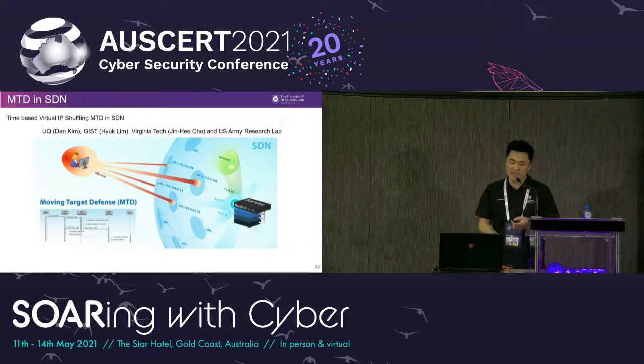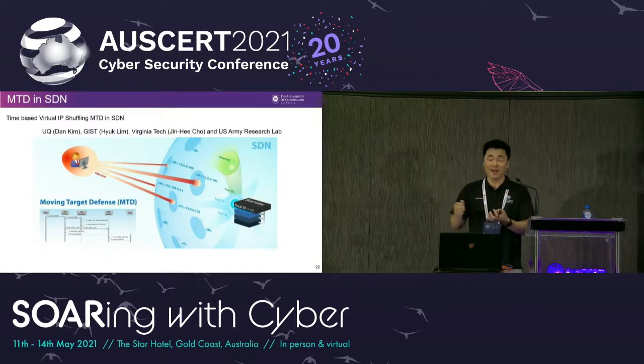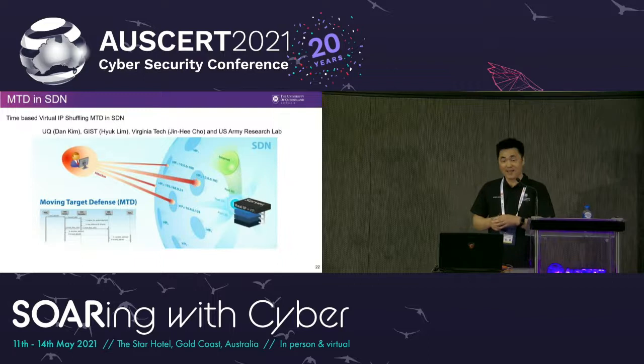The idea is this: when an attacker is trying to penetrate the system, make lateral movement to reach a target, and exfiltrate the data, we assume that the attacker can follow the cyber kill chain, the Lockheed Martin one. So the first step is to collect data. Very typically, the attacker uses port scanning or IP scanning.